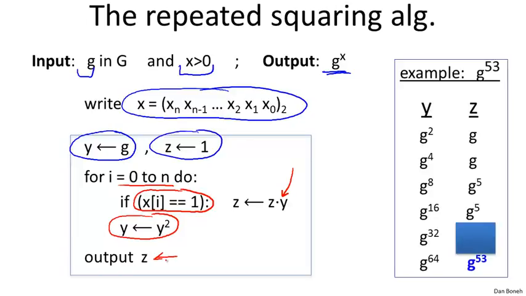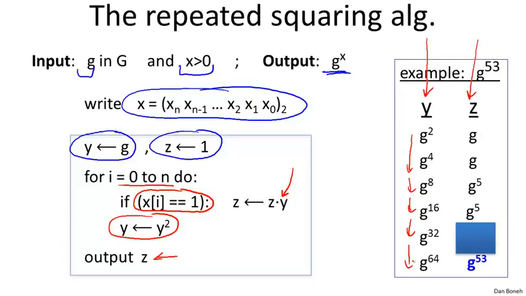So let's see an example with G to the 53. So you can see the two columns. Y is one column as it evolves through the iterations, and z is another column, again, as it evolves through the iterations. So y is not very interesting. Basically, all that happens to y is that at every iteration, it simply gets squared, and so it just walks through the powers of 2 in the exponent, and that's it. Z is the more interesting register, where what it does is it accumulates the appropriate powers of G whenever the corresponding bit of the exponent is 1.